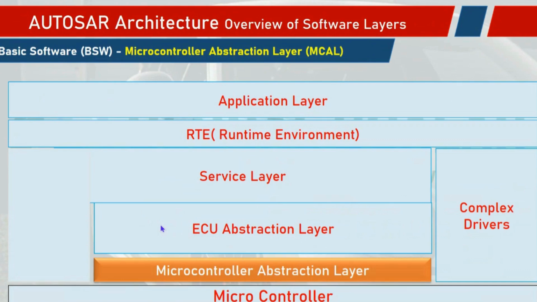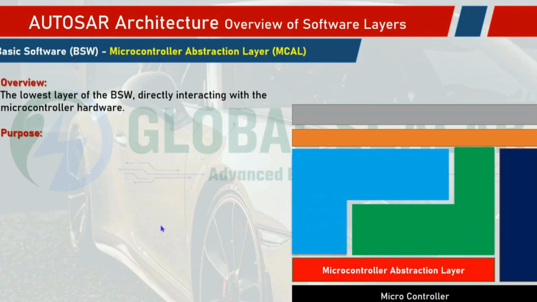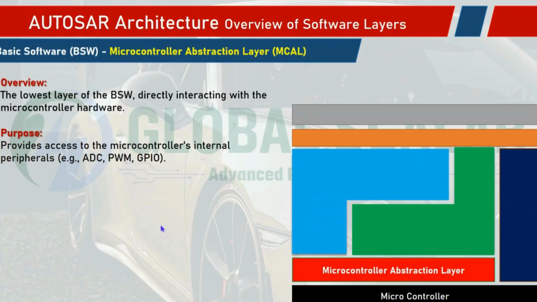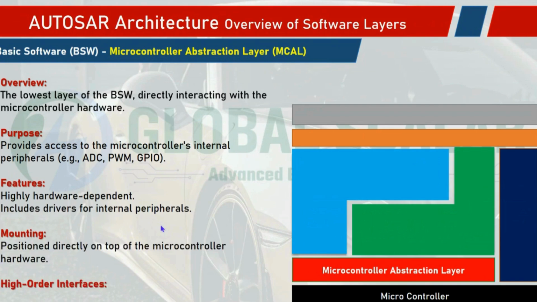The MCAL, as part of the BSW software, is the lower layer of the BSW. It directly interacts with the microcontroller hardware. It provides access to the microcontroller's internal peripherals like ADC, PWM, and GPIO, and its feature is that it is highly hardware dependent. It includes drivers for internal peripherals, and it is positioned directly on top of the microcontroller. It can interact using ADC, GPIO, SPI, and CAN; some of the other protocols can be used for communicating with the higher layers above.